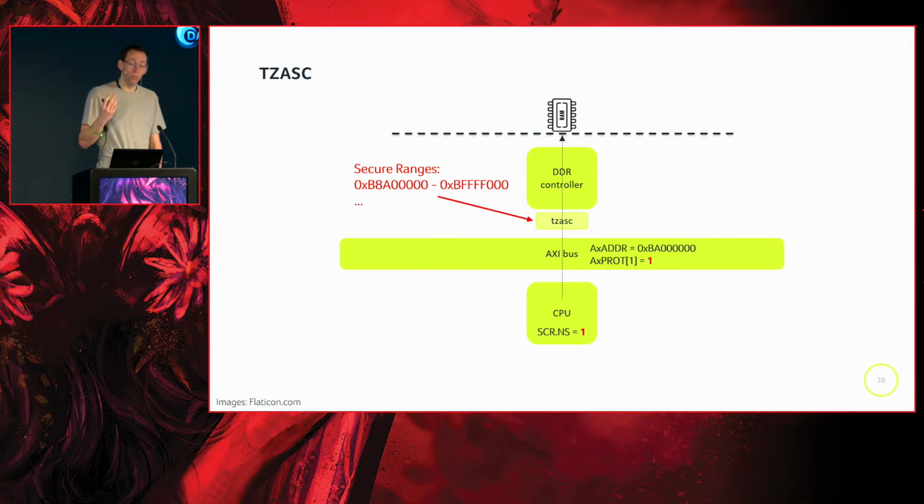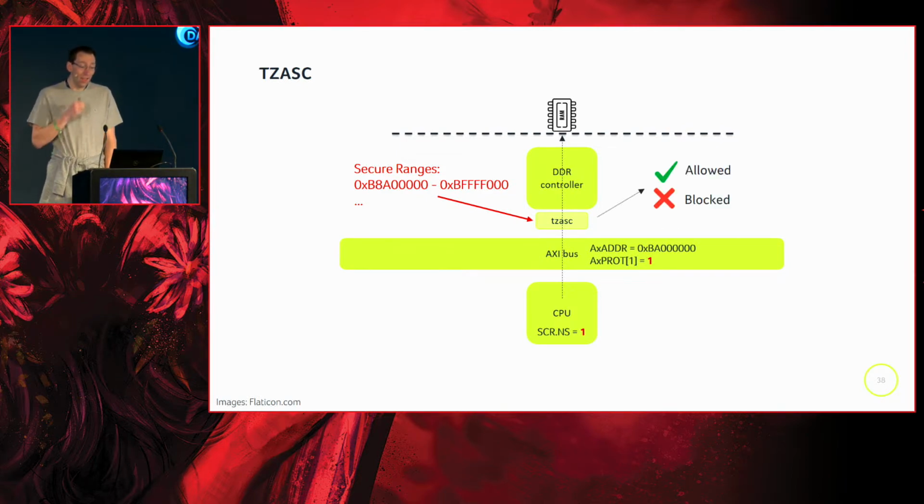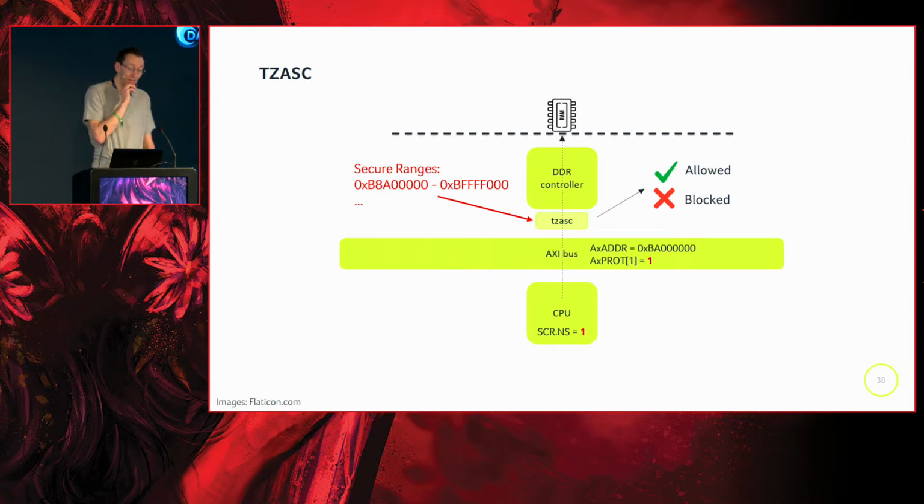And this could, for example, be accessible by the non-secure world, or accessible by the secure world and not by the non-secure world. And then what the TZASC will do is compare the memory transaction against the secure ranges that are configured. It will check the execution state, and it will decide whether or not it will allow it.